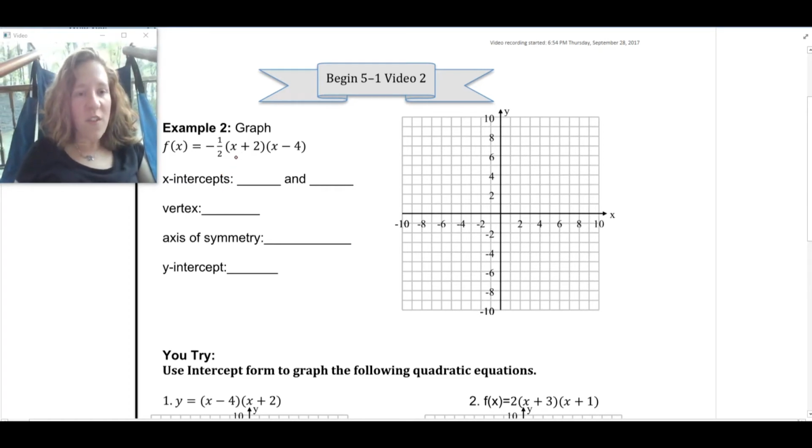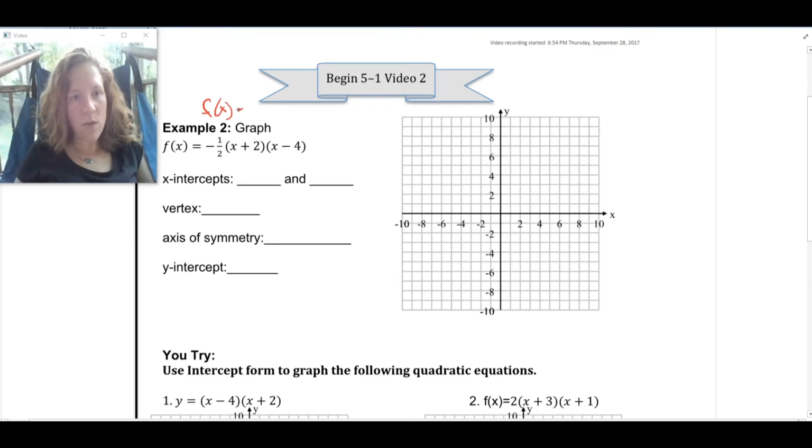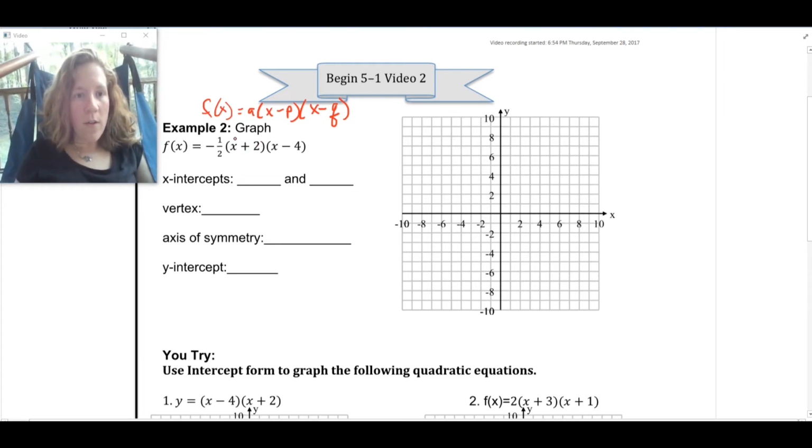So remember, the first thing we do, our formula is f of x equals a times x minus p times x minus q. So the first thing I'm going to do is get my x-intercepts. Remember I told you that the formula has a minus sign in it. When there was a minus, we kind of ignored it and just took 2. Well, when you have a plus, that can be the same as x minus a negative 2. So your p in this case is actually negative 2.